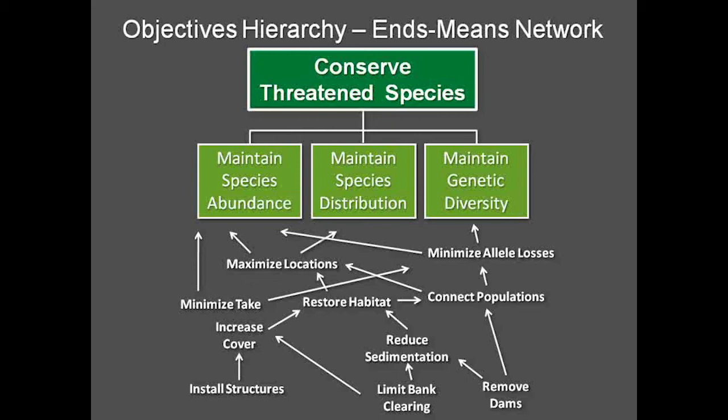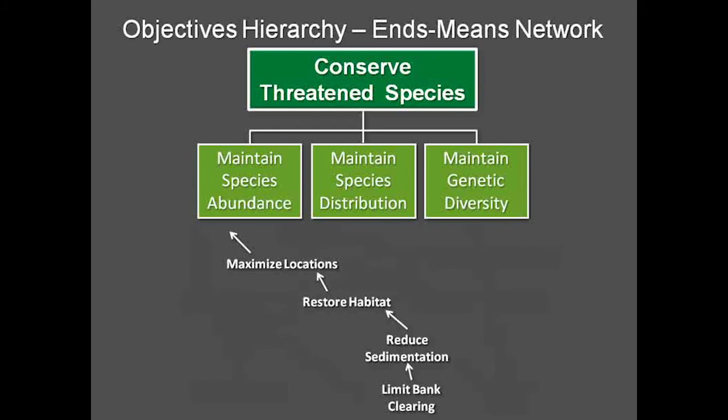How can we maintain species distribution? Well, we can maximize locations. Now we can ask another layer: how do we maximize the number of locations? Well, we can restore habitat. How do we restore habitat? Well, we can increase cover or reduce sedimentation. How do we do that? Well, we can install structures or limit bank clearing or remove dams. We're basically working ourselves down. Now we're in the means objectives, and we keep working our way through them. At the bottom of that, at some point, are actually actions that we would take.